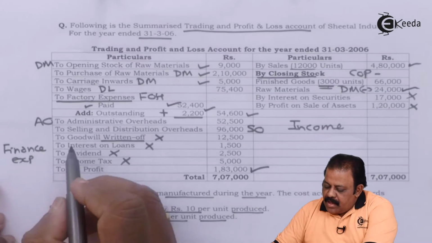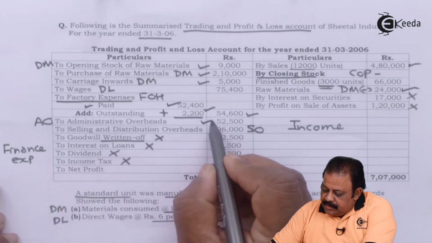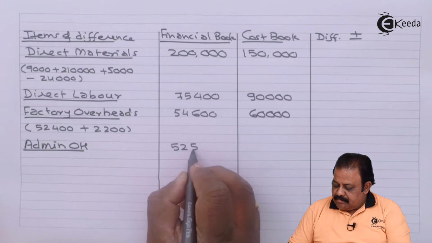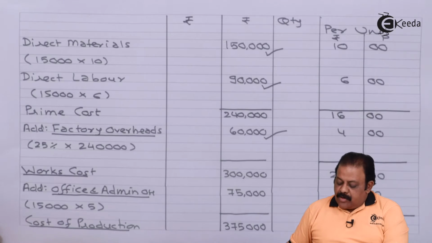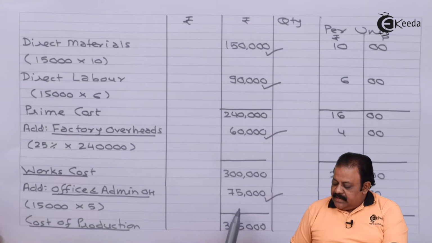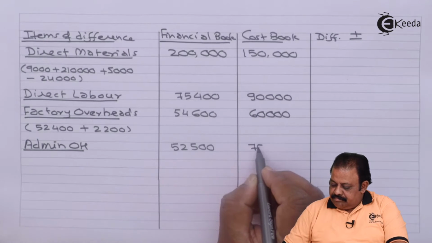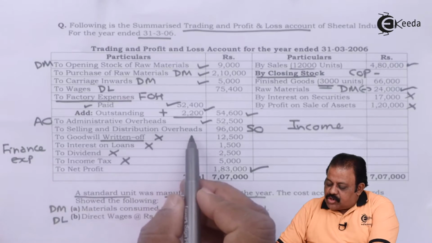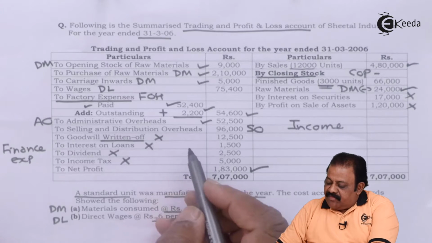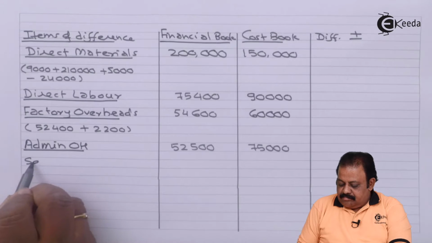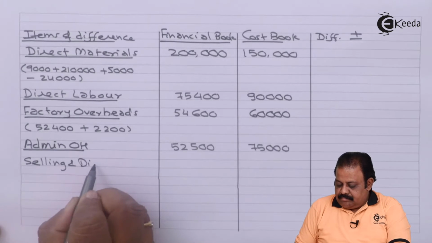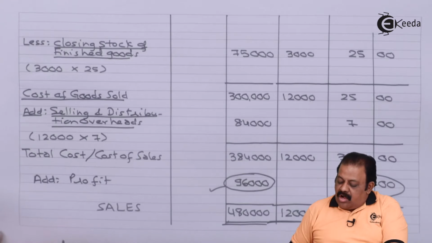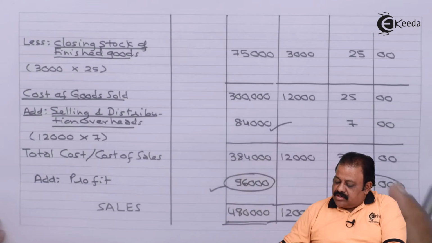Administration overheads. As per financial book, 52,500. As per cost book, it is 75,000. Selling and distribution overheads. As per financial book, 96,000. In cost statement, it is 84,000.